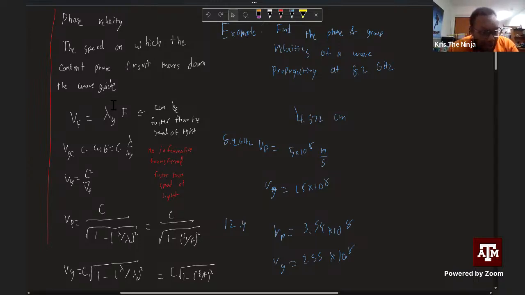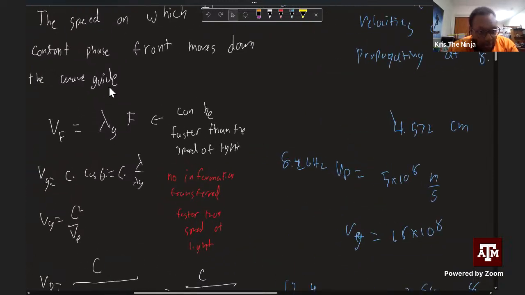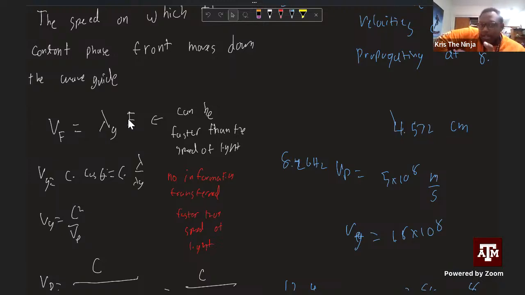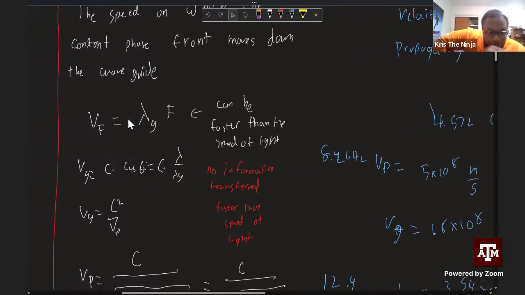So phase velocity is the guide wavelength multiplied by a frequency. This can be faster than the speed of light. Okay, that's very important for you to know. They say nothing is faster than the speed of light. That's a lie. Phase velocity can be faster than the speed of light. Okay, cool.